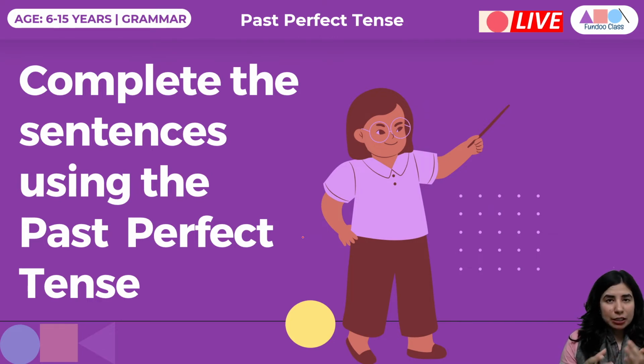Then we use past perfect tense when we talk about an action that has happened before a specific time in the past, right? So please pen it down in case you have not, that we use past perfect tense to talk about an action that has happened before a specific time in the past, right? So let's begin with the drill. What are we waiting for?